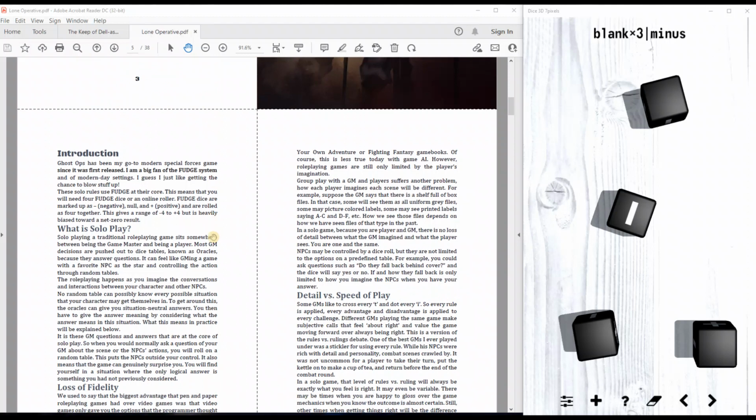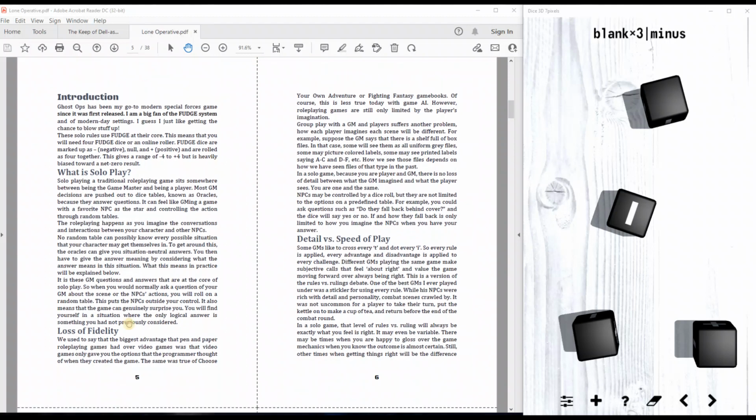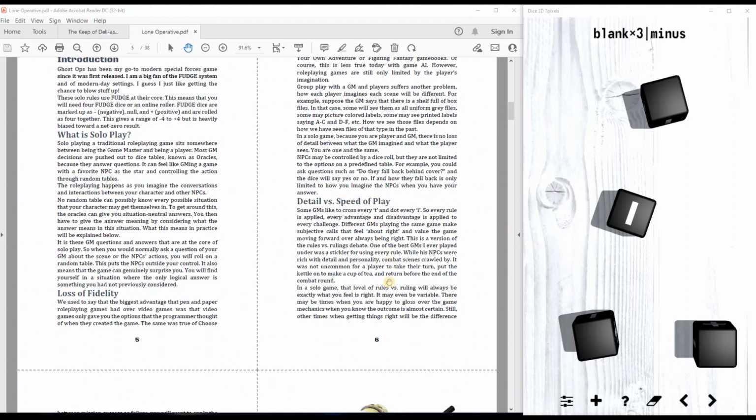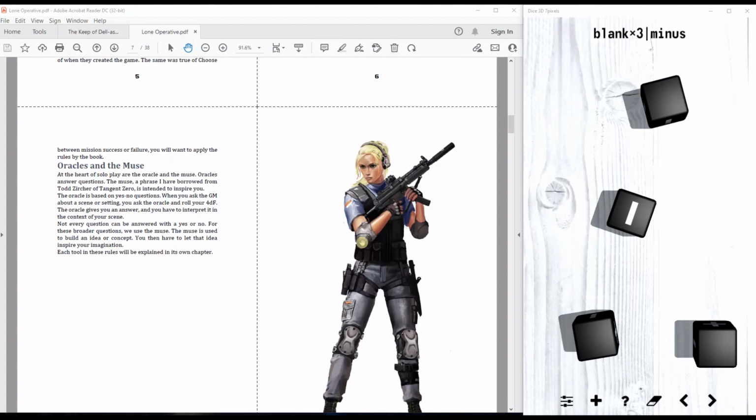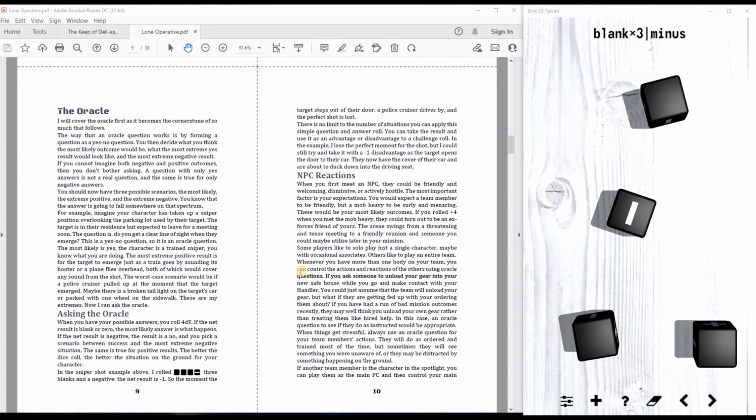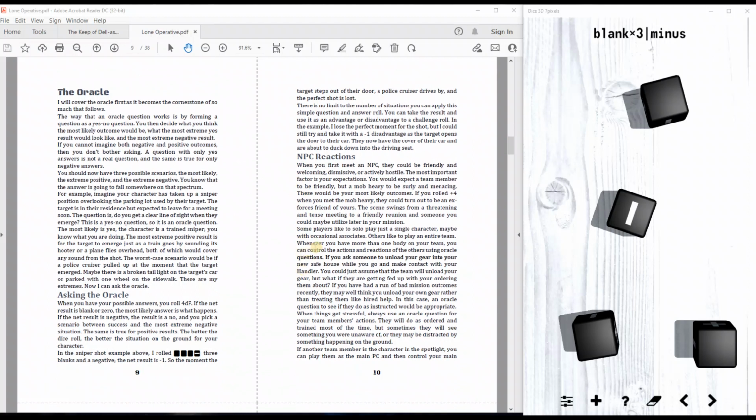What you get is a little bit of an introduction about what solo play is, some advantages and disadvantages of solo play, and your style of solo play. And then once I've gone through that, I introduce my oracle.